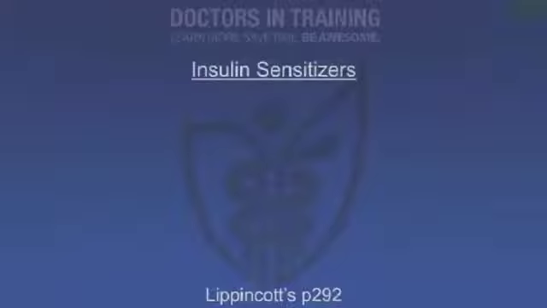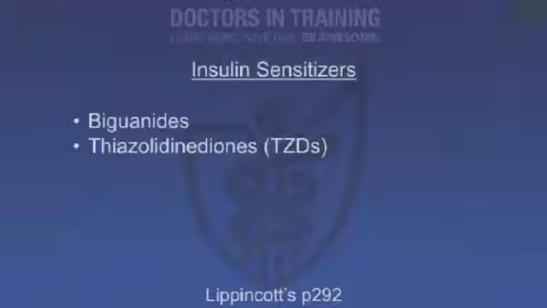Moving on to page 292, we'll talk about the insulin sensitizers. Instead of increasing insulin secretion like the sulfonylureas, these drugs make insulin more potent. They increase the function of the native insulin. Remember, insulin resistance is an important part of type 2 diabetes. So if we can make that insulin more functional, make the body more receptive and sensitive to insulin, then the blood sugar is going to be lower. There are basically two types of insulin sensitizers that we'll talk about: biguanides and thiazolidinediones, or TZDs.